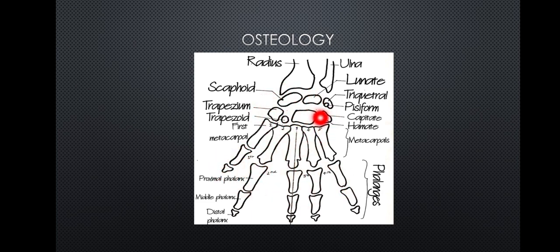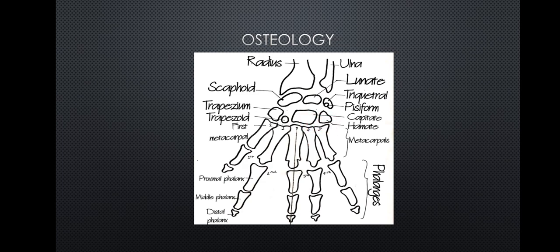So basically the carpal bones are the scaphoid, lunate, triquetrum, pisiform, and the trapezium, trapezoid, capitate, and hamate. So moving from lateral to medial aspect, this is the scaphoid and lunate, triquetrum, and pisiform. This is the trapezium, trapezoid, capitate, and hamate.